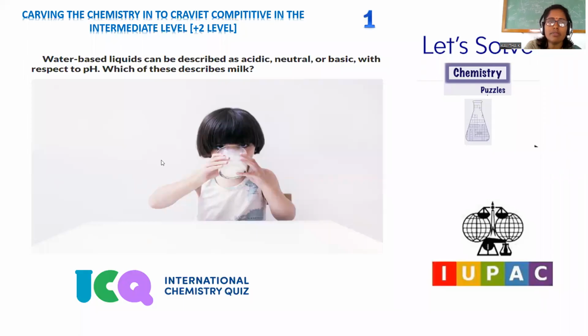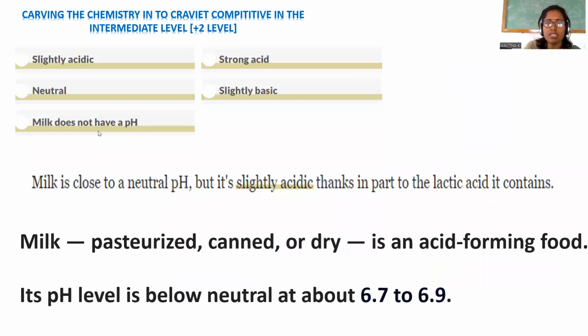Let's go with question number 1. Water-based liquids can be described as acidic, neutral, and basic with respect to pH. Which of these describes milk? So here, any kind of substance with respect to pH can be categorized into either acidic, neutral, or basic. In this regard, what is the category of milk? Milk is taken into consideration. Either it may be acidic, neutral, or basic. What kind of classification do we have to give in accordance with the pH?